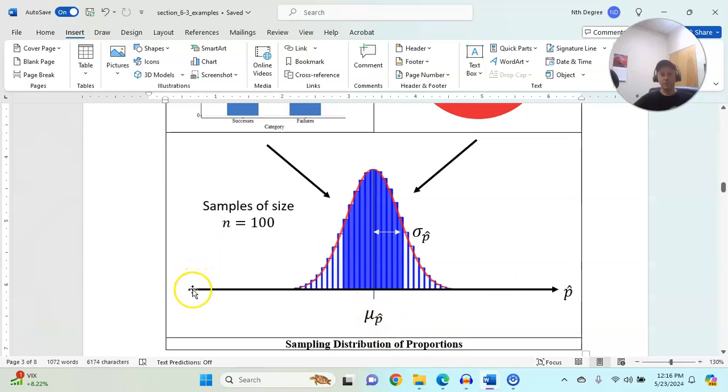So understand that what we're piling up on this pile is samples, and each sample has a proportion which we call, remember, p hat. So this is the p hat axis. The number right in the middle, the mean.